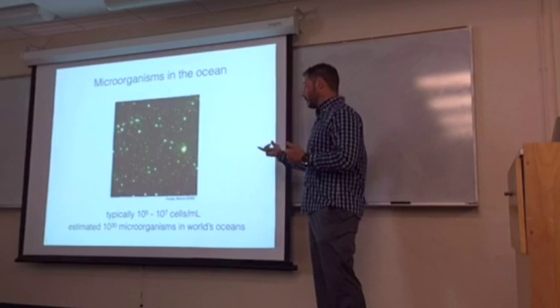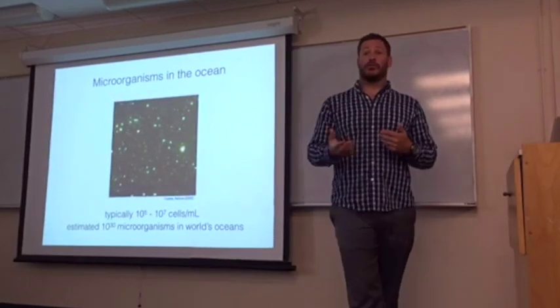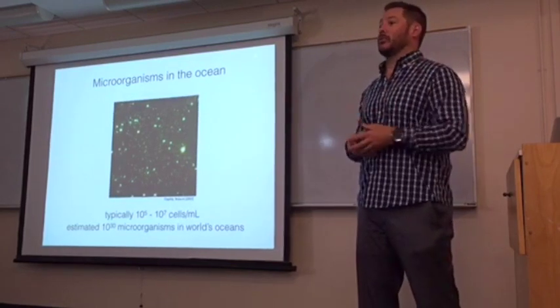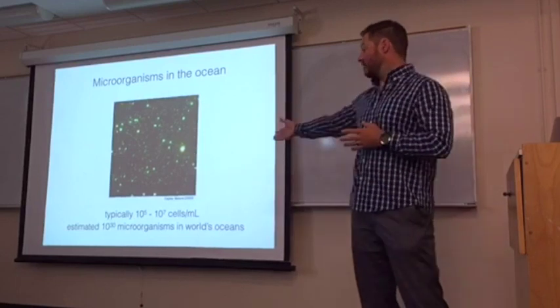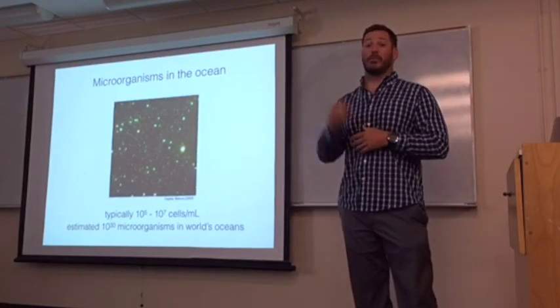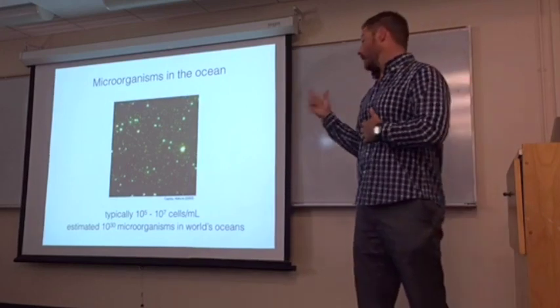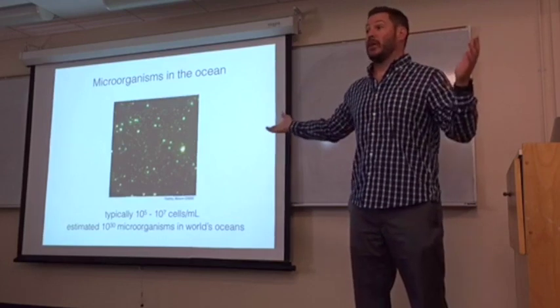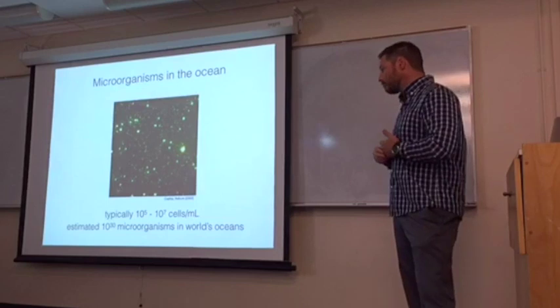One of the reasons why I like to put this slide up is because when we're talking about organisms that live in the ocean just naturally occurring, we're not talking about pathogens, we're not talking about things that will harm you, we're just talking about organisms that are naturally occurring. They're typically in the 10 to the 5th to 10 to the 7th cells per milliliter. So in an eyedropper full, roughly, you have anywhere from 10 to the 5th to 10 to the 7th cells. 10 million cells, maybe a little bit less, 100,000 cells.